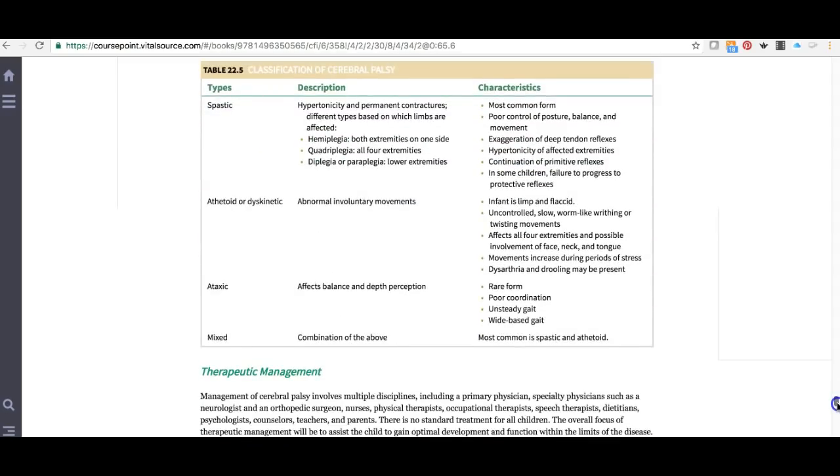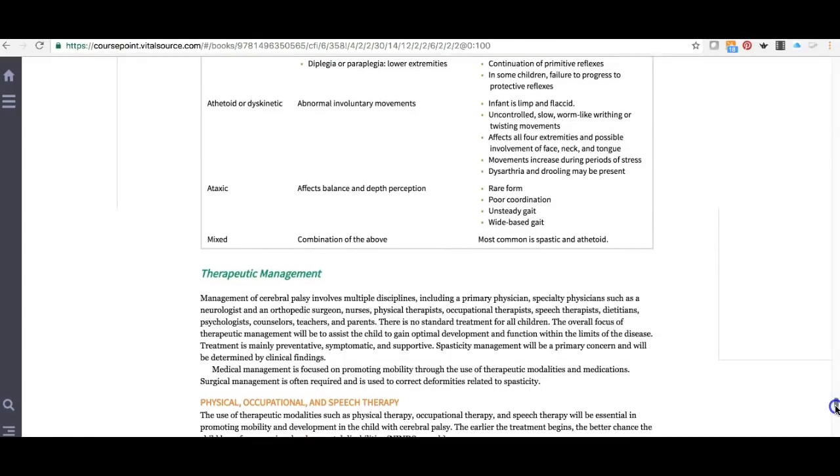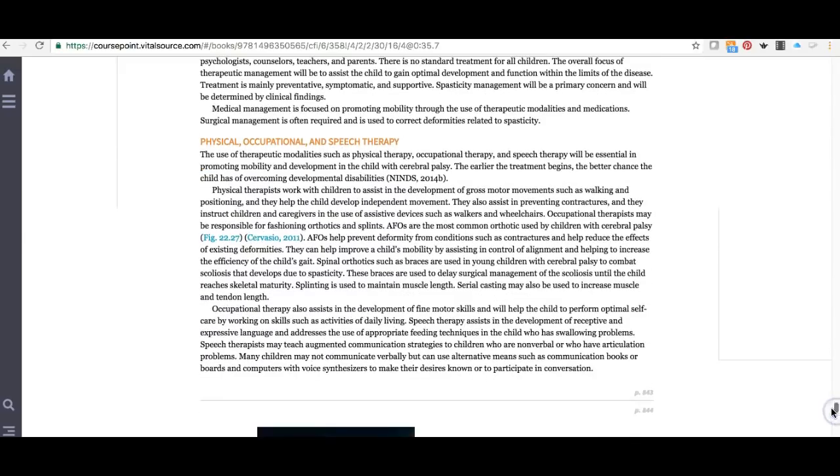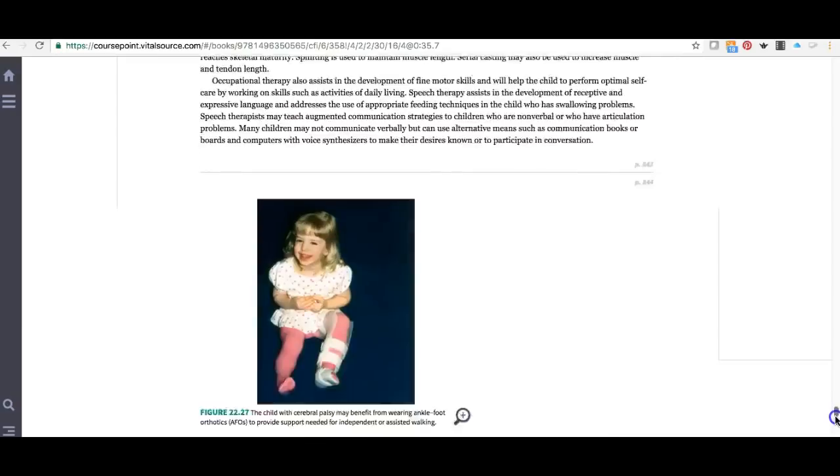All right. And most of the time it's a movement disorder or a movement manifestation that you're going to see. But a lot of times you'll see the developmental devastation too. Physical and occupational speech therapy, really important. I want you to read through the section on cerebral palsy. I want you to know about that.